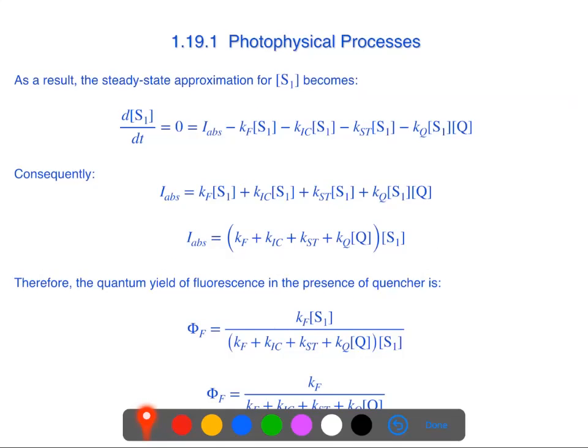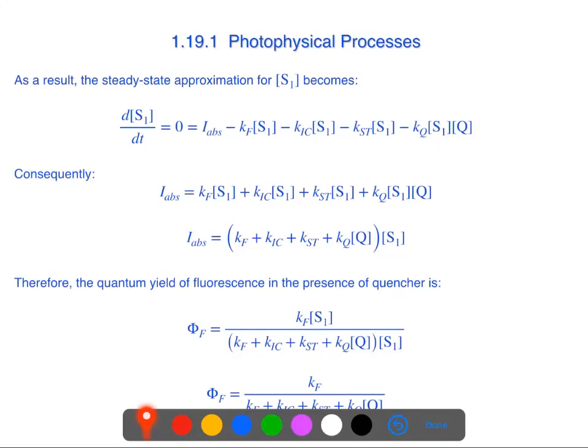So if bimolecular quenching is a potential deactivation pathway for the S1 state, then the steady state approximation for the concentration of S1 will change. It now becomes IABS minus the three original terms associated with fluorescence, internal conversion, and intersystem crossing, but now we have a fourth term representing collisional quenching.